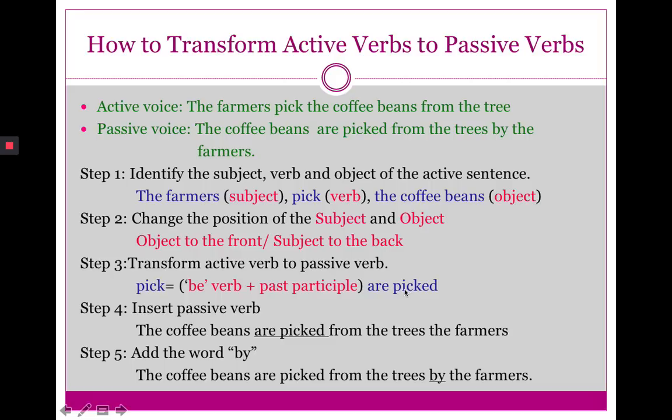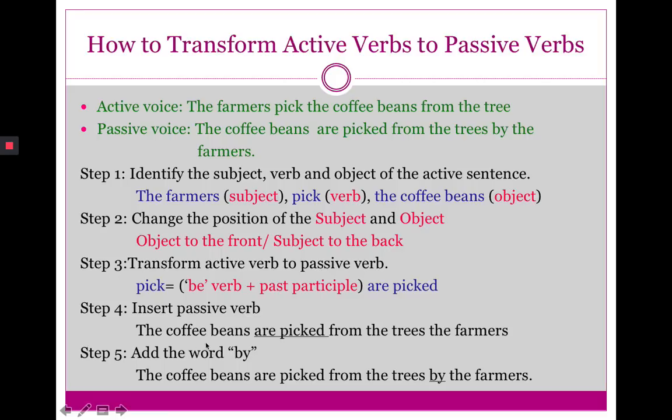Is it regular verb or irregular verb? If you know that that is regular verb, you just add ed to them. Okay, you just add ed to the verb. So you will have the word are picked. So now your sentences will be, the coffee beans are picked from the trees, the farmers. So when you insert passive verb here, this is the sentences.